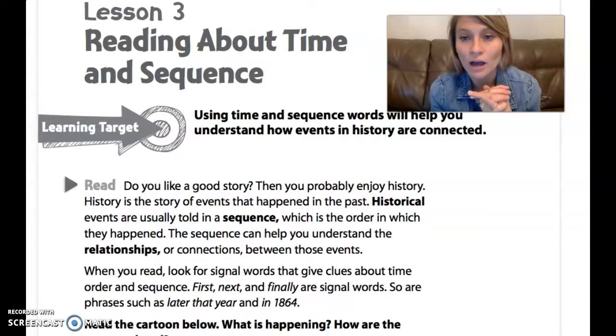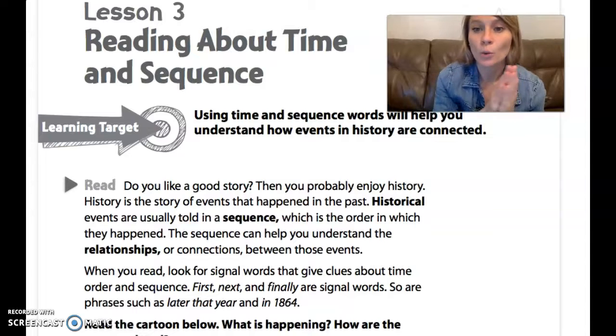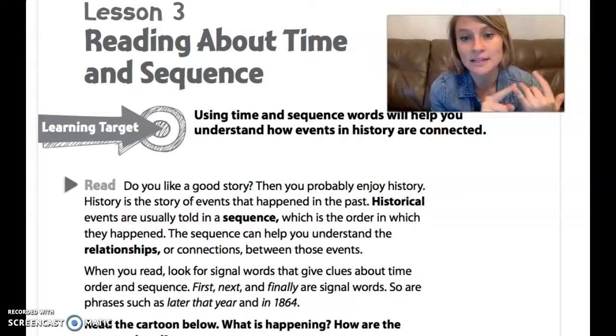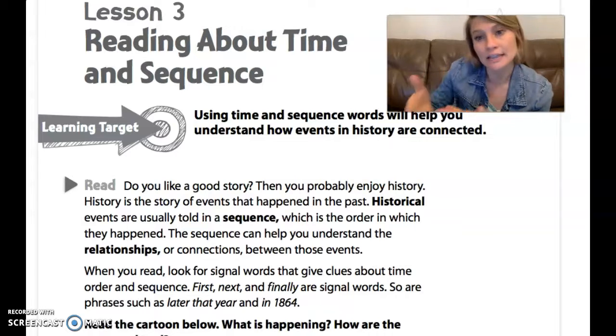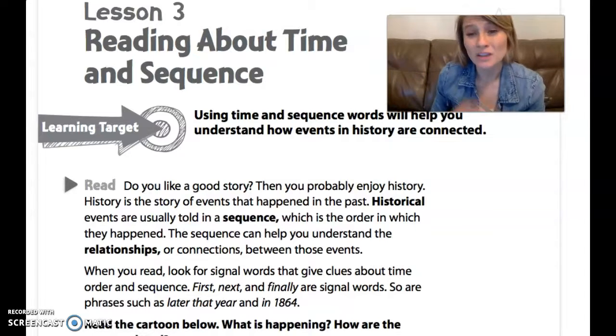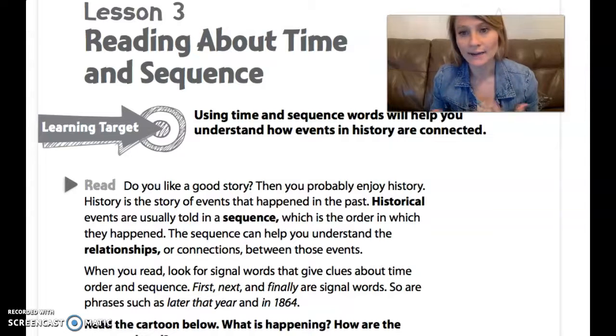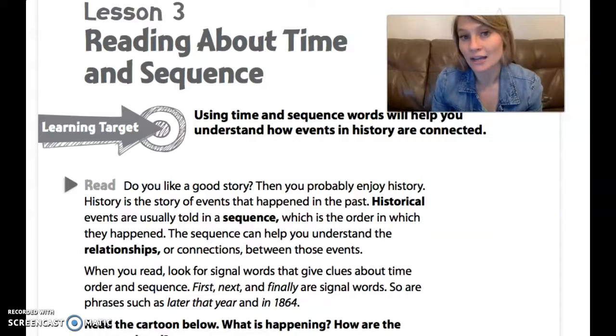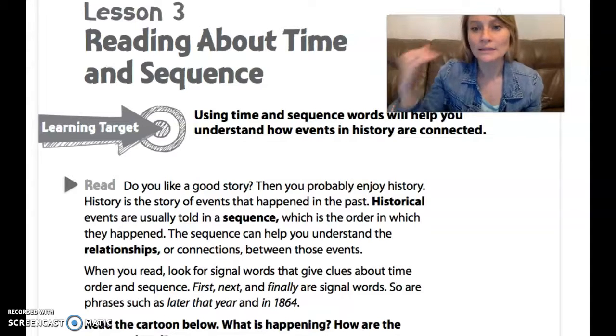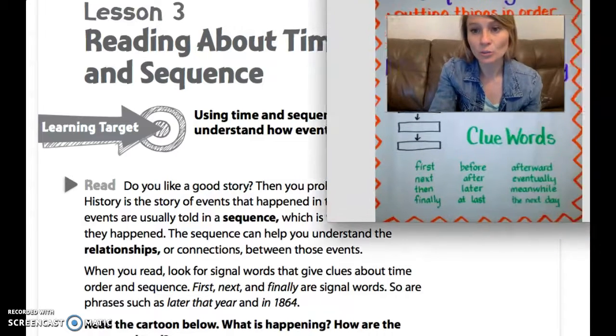Just a little reviewing for you, to make sure you know. Remember, as a good reader, we're constantly looking for time and sequence words that help us understand the order of a story. Because when we're telling a story, whether we're writing it or reading it, we need to be looking for how things are in order. This is especially true in nonfiction texts or a historical text. If we're trying to learn about history, we want to know, when did things happen? What's the order of when that happened? Just a little bit of a review for you.